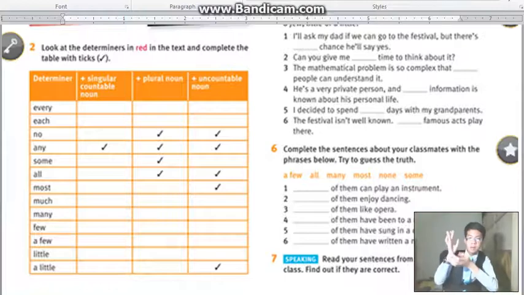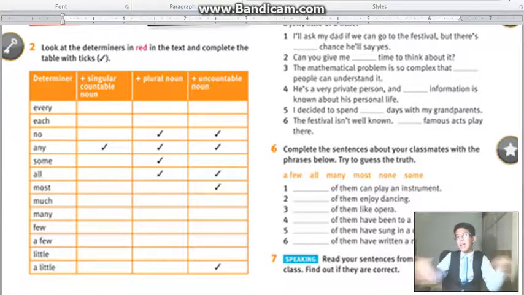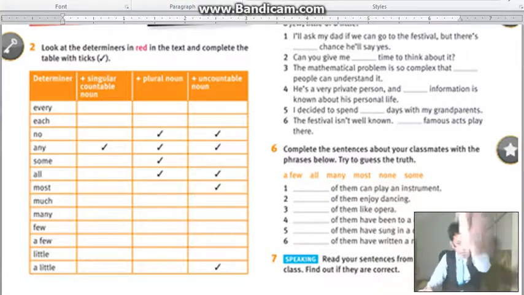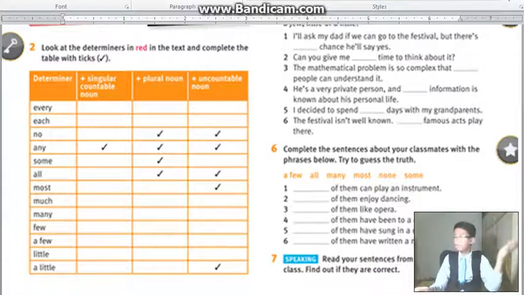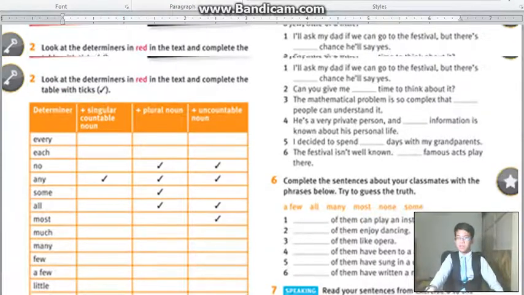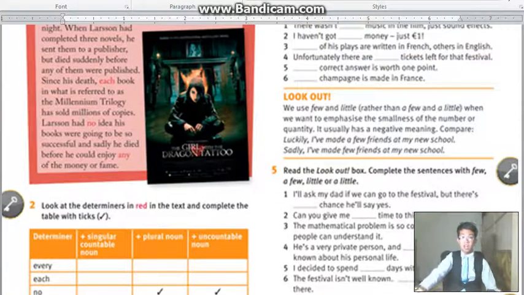You can say most, or none of them know how to play an instrument. You would say none of them. Some or all, if they can all play an instrument. Alright? Or more than one. In those sentences, place the determiners into each blank of each sentence. Alright? So try to guess the truth. We are doing this, not trying to lie. Alright, now look out. We will do the look out part right now.